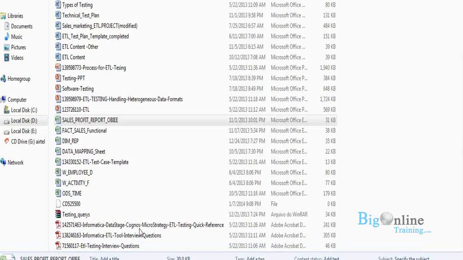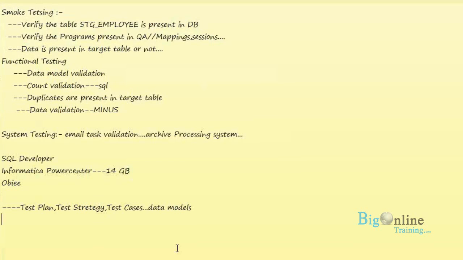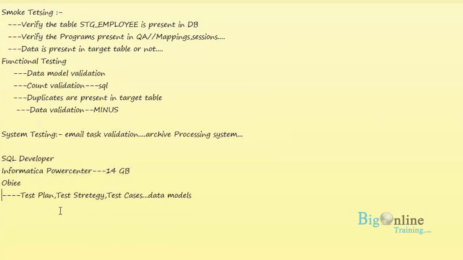So again, the BI tools are different. There will be various things, but in our course for complete data warehousing testing, we will talk about the Informatica Power Center and the OBIE as two different data warehousing tools. And this is how we are going to frame our course.